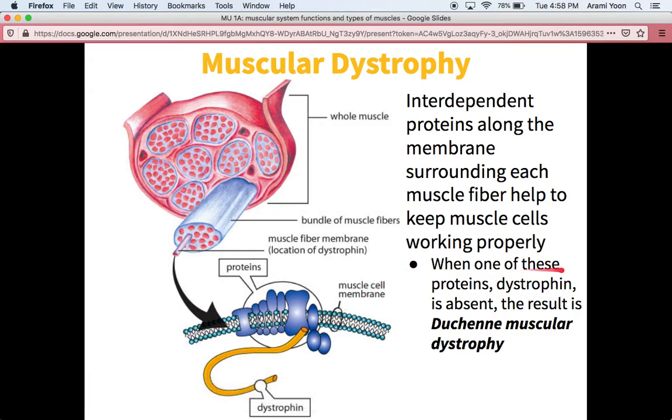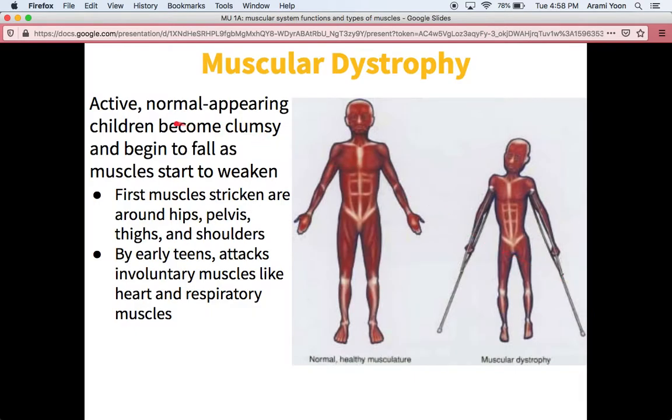When the dystrophin is absent, what happens is as the child first starts to grow up, they seem active, they appear normal, they're able to go from just rolling around to crawling, and then from crawling to pulling themselves up and from walking to running. But sometime right around maybe the 2nd year of life, while other kids are getting bigger and stronger, kids with muscular dystrophy are becoming more clumsy, and they begin to fall more as their muscles start to weaken. And the first muscles that weaken are around the hips, the pelvis, the thighs, the shoulders.